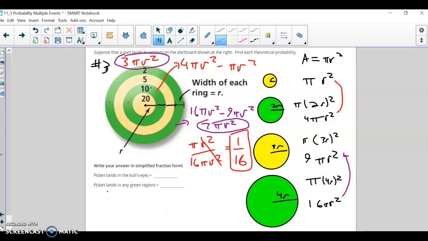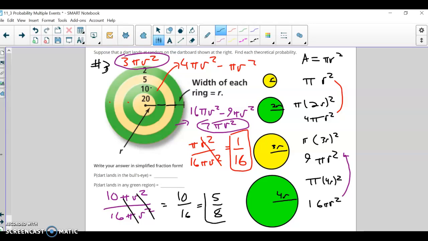So the green part is 10 pi r squared, and you're going to divide that by the whole thing again, which is 16 pi r squared. That's the whole thing. And again, what happens is the radiuses cancel out, the pi's cancel out, so you end up with 10/16, which simplifies to 5/8. So the chances you randomly hit one of the green parts is 5 out of 8.